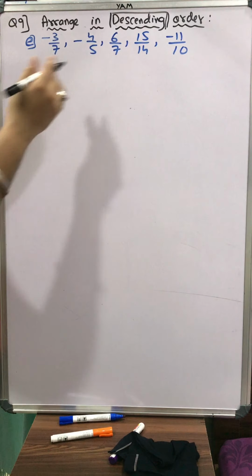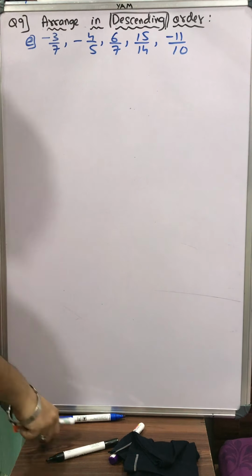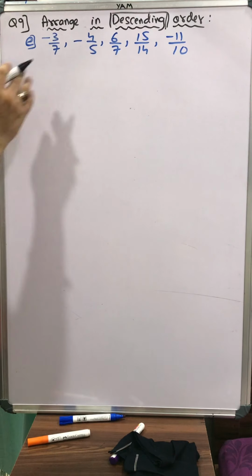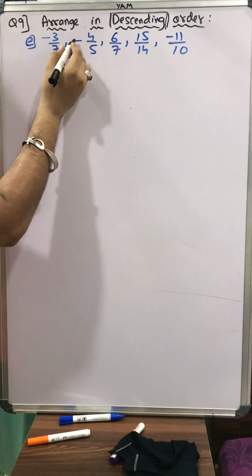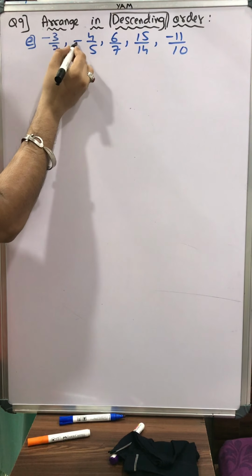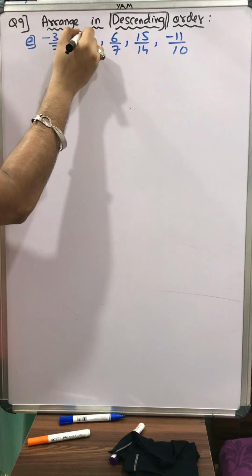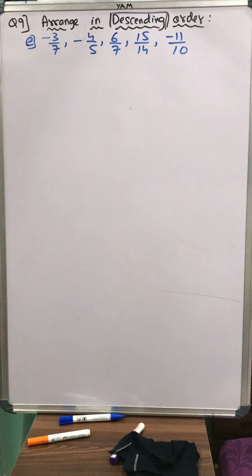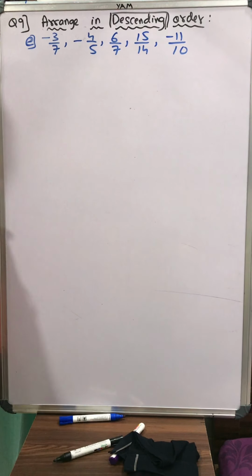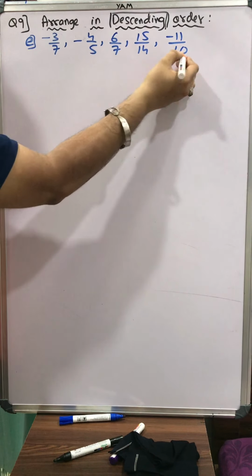Okay, let's start. As usual, we will start the question by taking out the LCM. Here the denominators are these. See, this minus is in between, so I'll consider this minus with the 4. I'll consider this as minus 4 upon 5. Okay, students, now tell me what the denominators are. The denominators are 7, 5, 7, 14, 10.